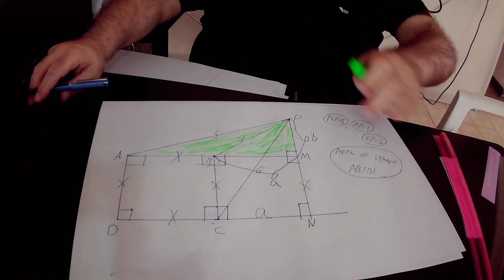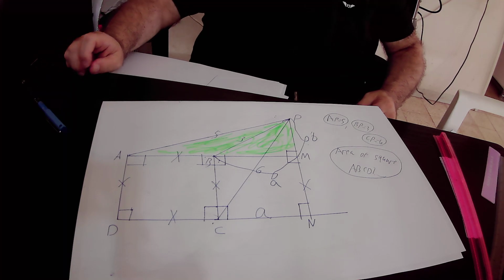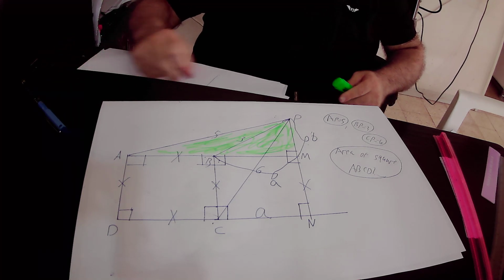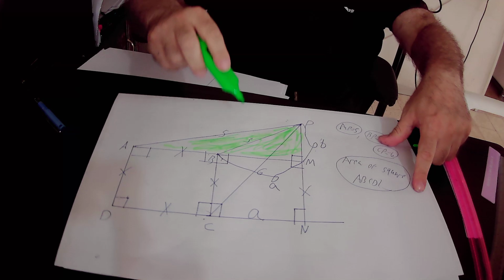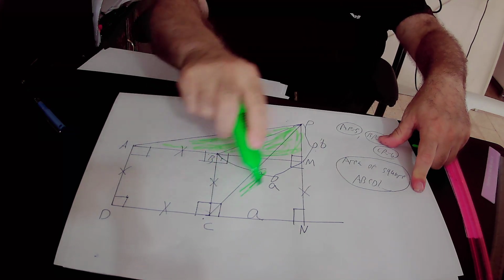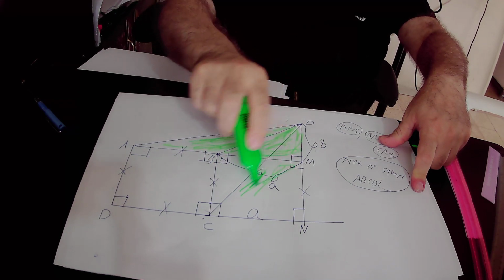In the next step, we will implement the Pythagoras theorem on the right green triangle, triangle PCL.